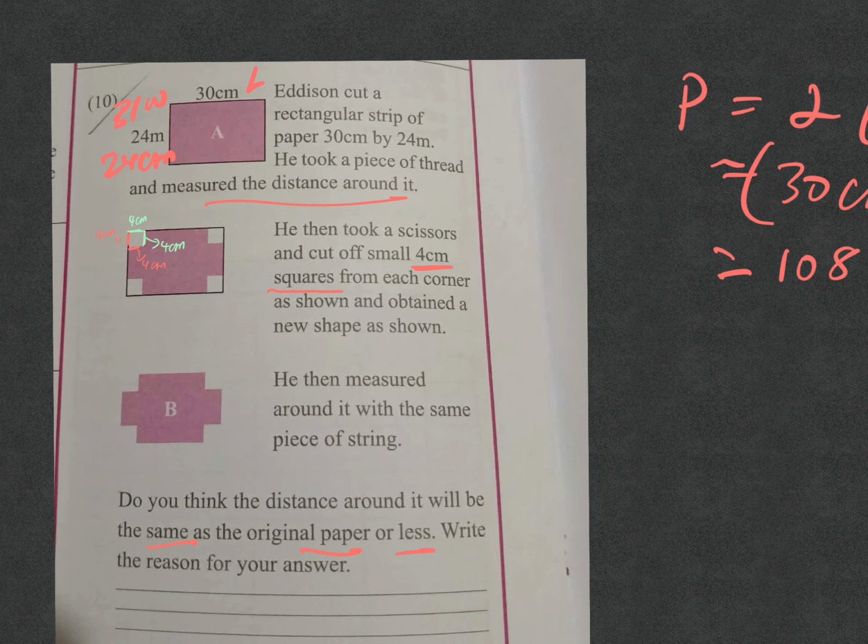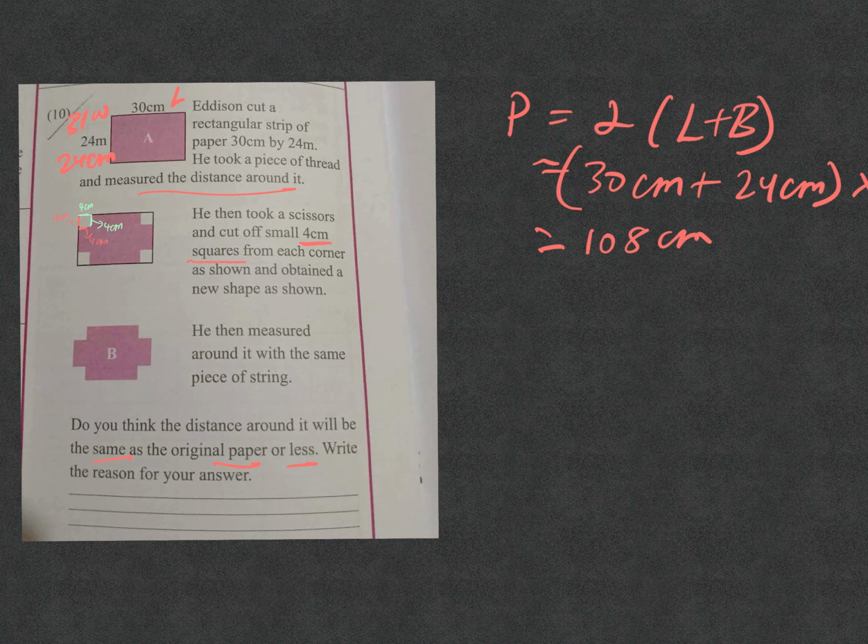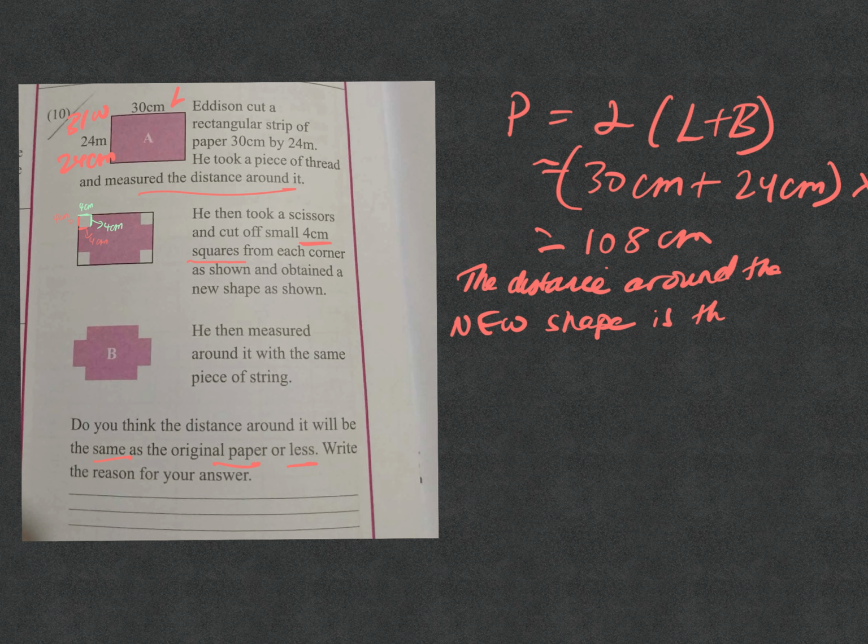So therefore, if we look at it, the distance around the new shape, also known as the perimeter, is the same as the original.